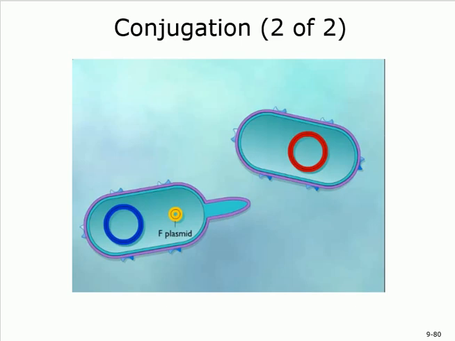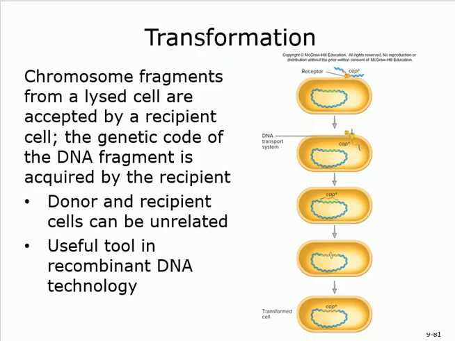So here is conjugation. What is this? This is the sex pilus, right? So plasmid is here. Plasmid is the one that's going to take this piece, go through the sex pilus, transfer it to the new bacteria.